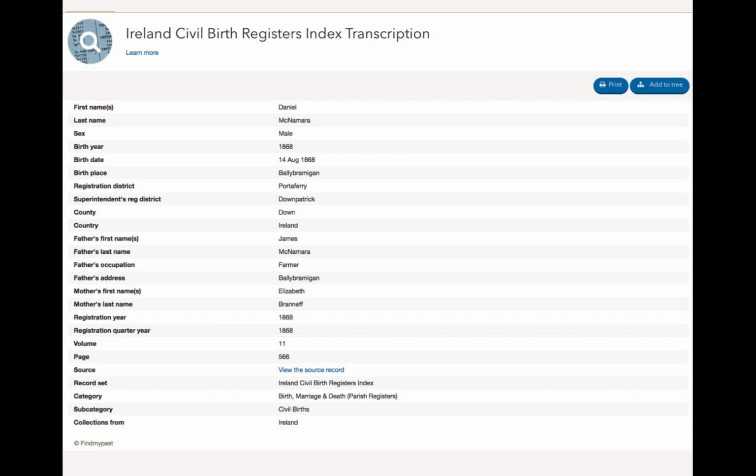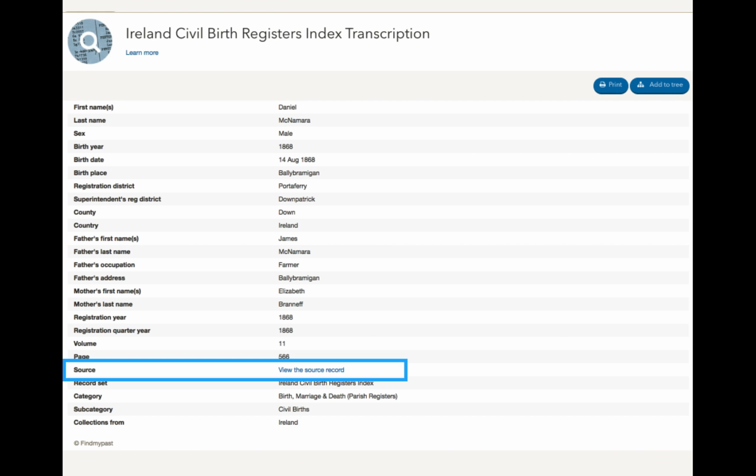As you move down the transcription, you see his father was James McNamara, and then his mother was Elizabeth Braniff. You have a residence, you have a registration year, you have the volume and page number of the original record. So you can go back to this original source, and you have full citation information for your research. Now, it's really important, of course, that you do click on View the Source Record, because we always want to look at the originals whenever that's possible for us to do.